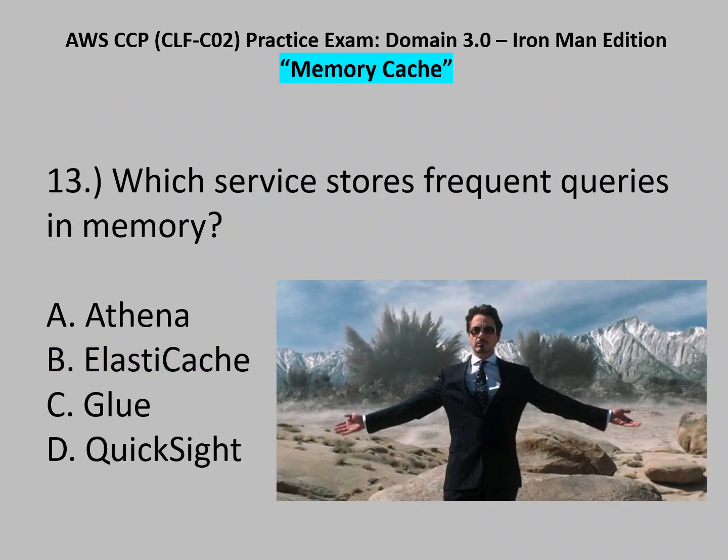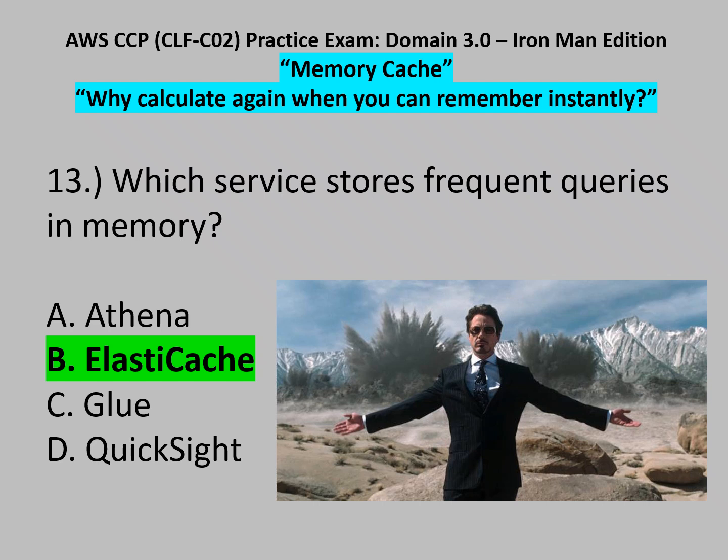Question 13. Which service stores frequent queries in memory? A. Athena. B. ElastiCache. C. Glue. D. QuickSight. The correct answer is B. ElastiCache. Amazon ElastiCache accelerates application performance by caching frequent data queries.